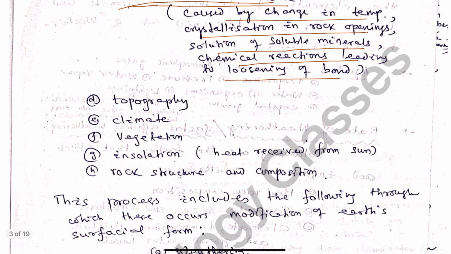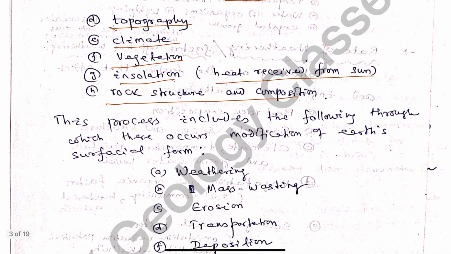And besides these, we have other factors such as topography, climate, vegetation, insolation, the heat received from the sun, and the rock structure and composition. All these factors together control at what rate the weathering can proceed, or degradation of the land surface can proceed, or the superficial forms can be modified.